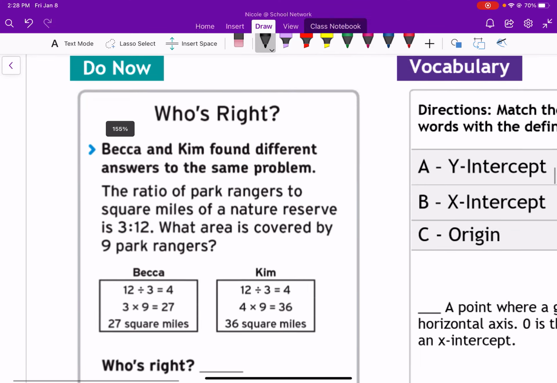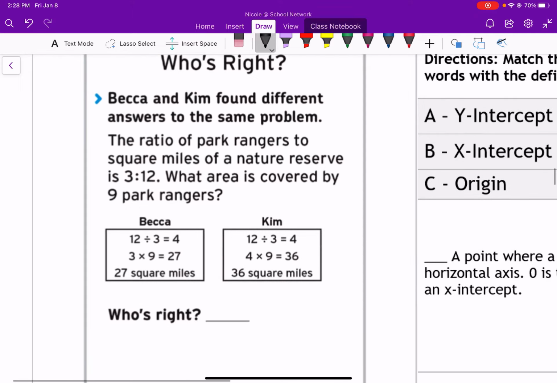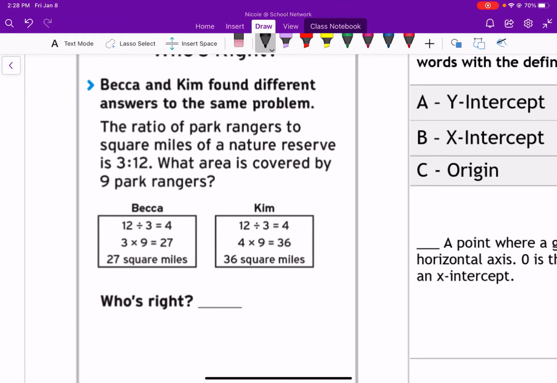So if we look at the do now, who's right? Becca and Kim found different answers to the same problem. So the ratio of park rangers to square miles of a nature reserve is 3 to 12. So this is park rangers to square miles. What area is covered by 9 park rangers? So that's our question.